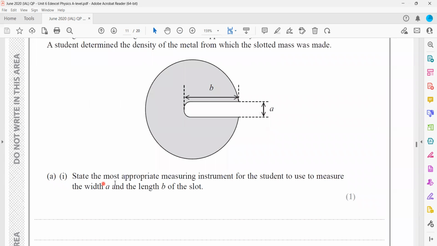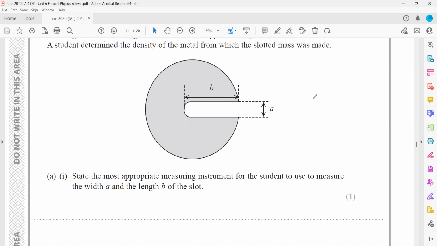State the most appropriate measuring instrument the student used to measure the width A and the length B. So which one is the most suitable? We can use a digital caliper, vernier calipers. Why is a micrometer not acceptable here? Because a micrometer can usually be used only for external diameters.